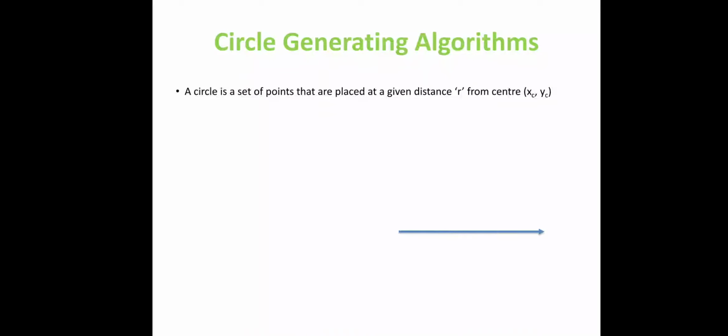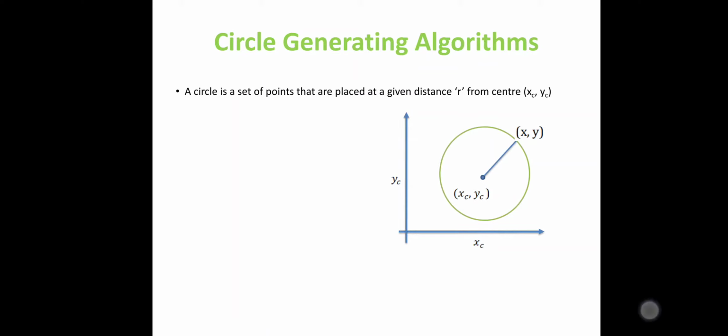And for that particular circle, what do we have? We have one point called the center of the circle, which has the coordinates xc comma yc, the central coordinates, and we have a point on the circumference of the circle which is at the radius r. So this is the circle we have.